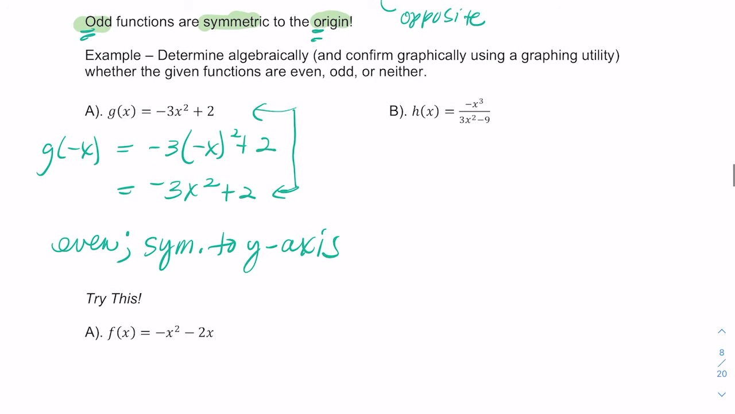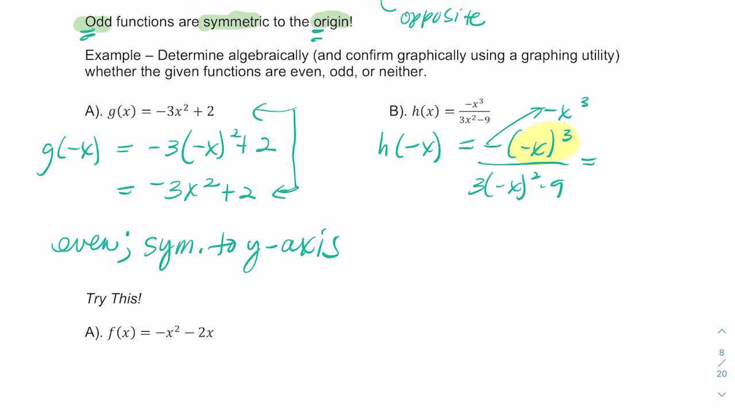In the next one, my function h of x, again you're going to simply substitute all of your x's with negative x's. If I cube a negative x, this part returns a negative x cubed. And then you have a negative times a negative, which is a positive x cubed. And on the bottom, if I square a negative x, I get an x squared.